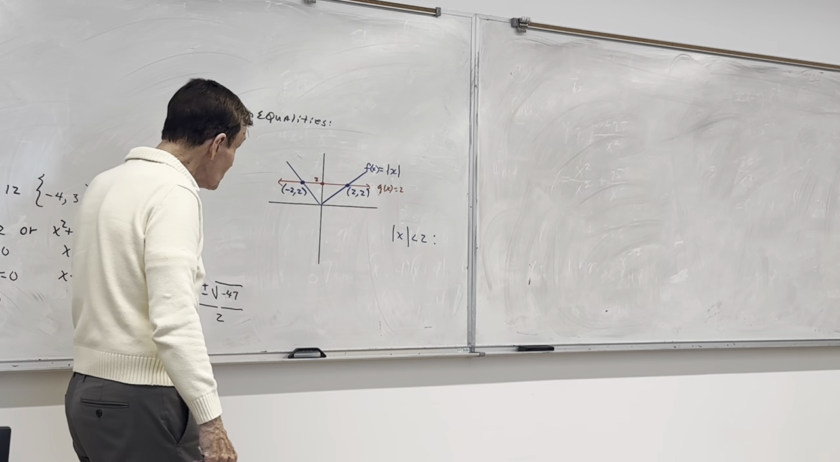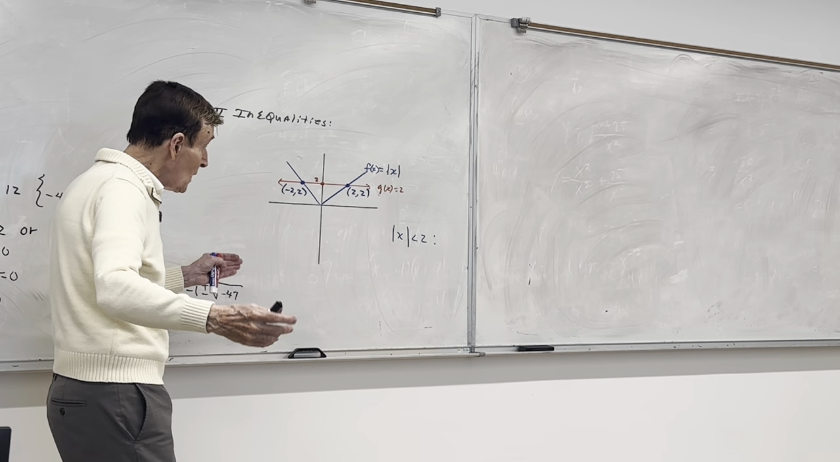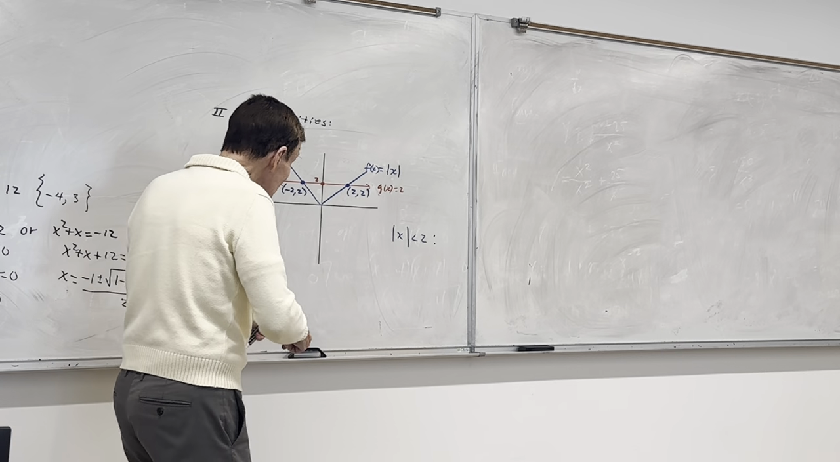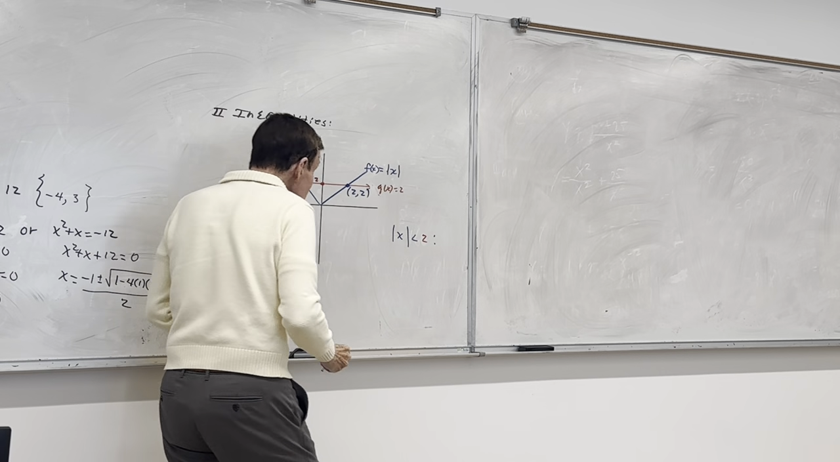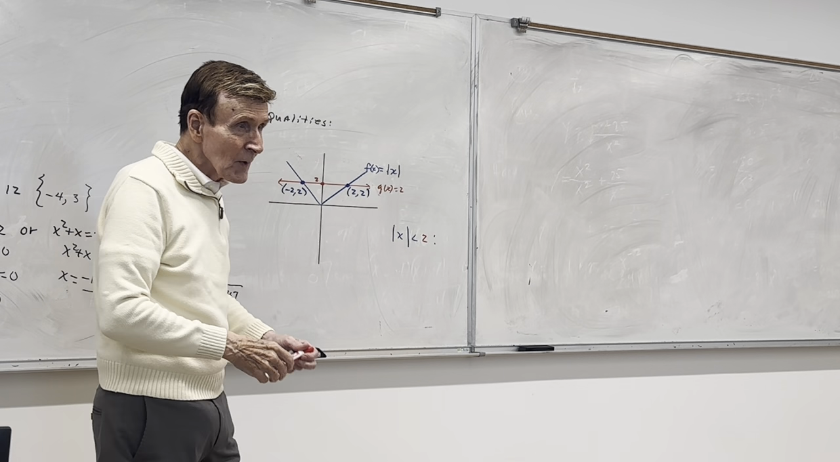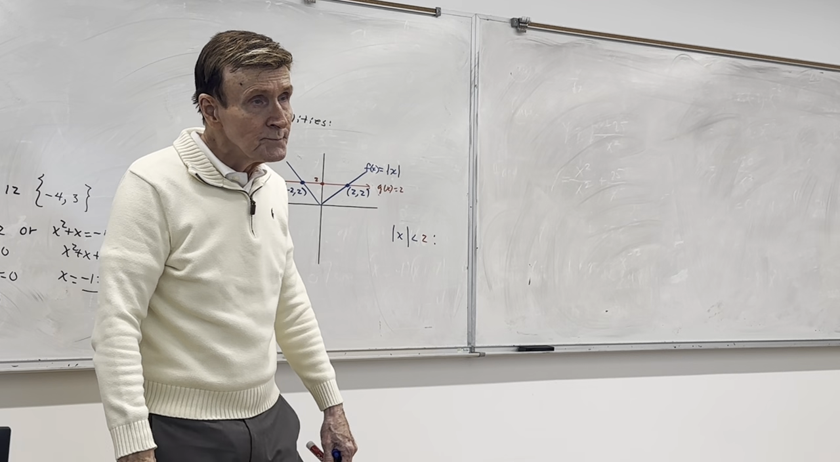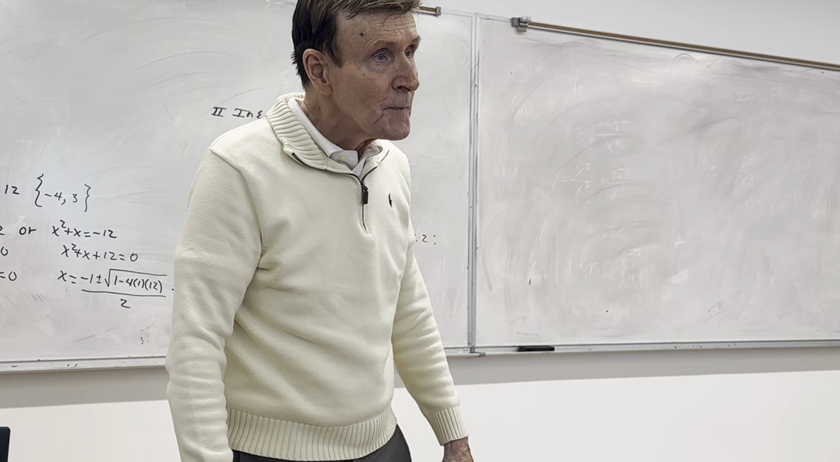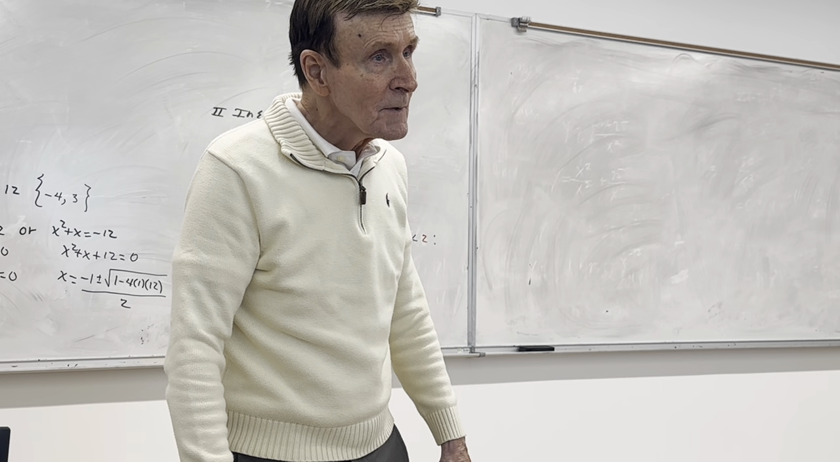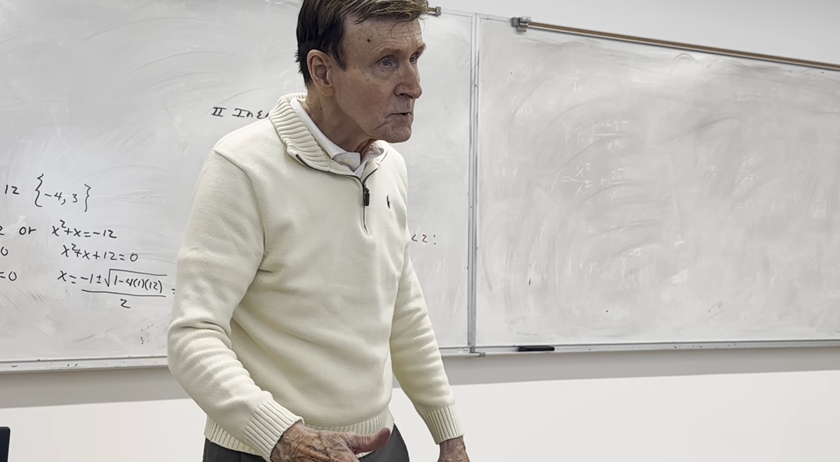Absolute value of x, which is my blue graph. And in fact, since I use red here, is less than 2. What does that mean? Go for it, Shane. When is the y value of f of x greater than that of g of x? Well, less than 2. Yeah.